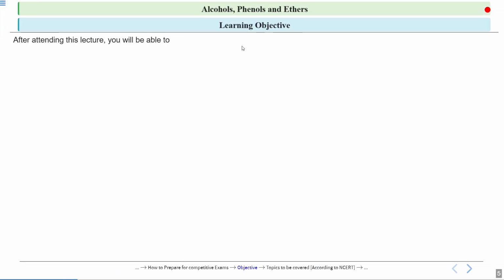Okay, let's see the learning objective of today's lecture. After attending this lecture, you will be able to classify the alcohols, phenols, and ethers. So today we are going to focus on the classification of alcohols, phenols, and ethers.